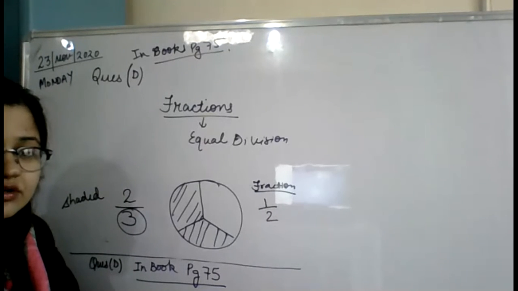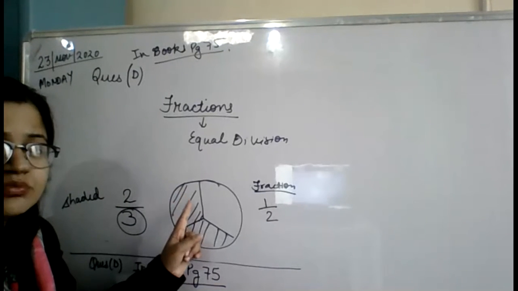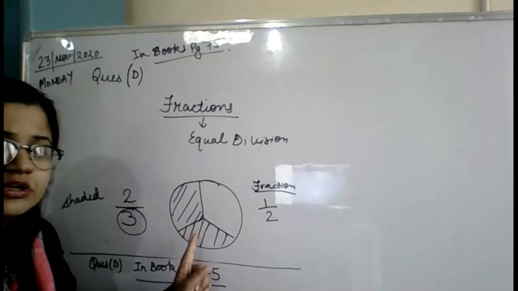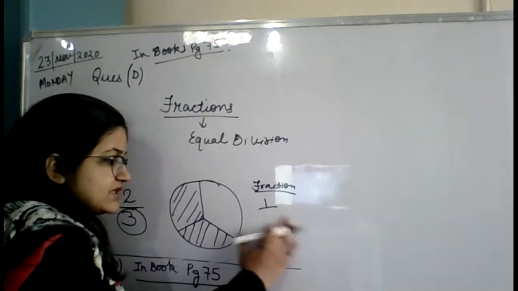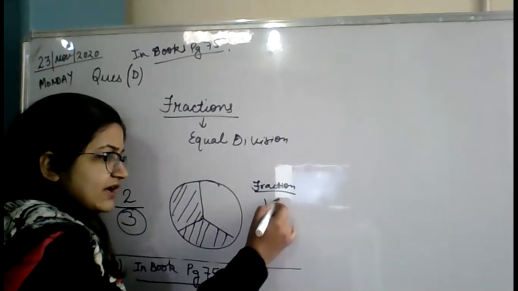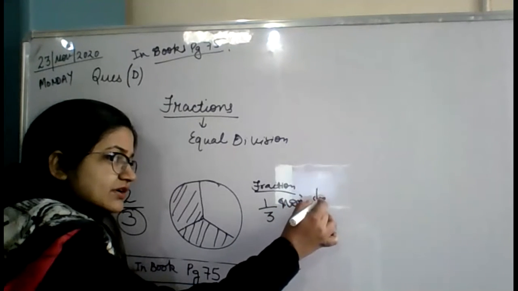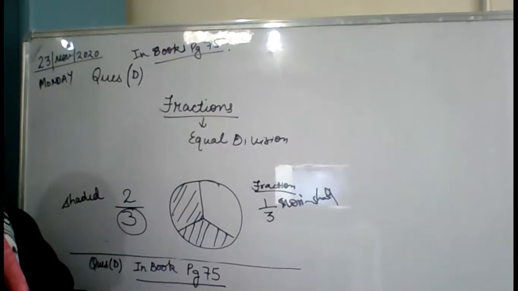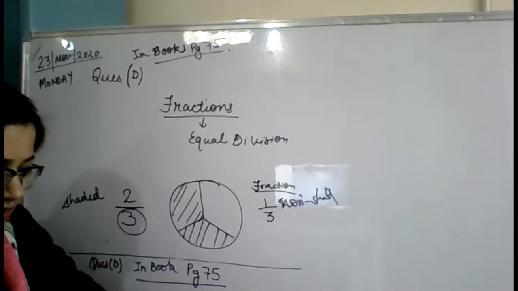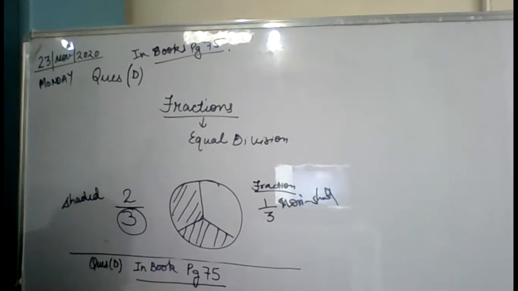No, Anushka. Out of the total parts, 1, 2, 3, how many total parts are there? Ma'am, 3 parts are there. Out of 3, 1 is not shaded. Not shaded, I'm asking about non-shaded. Okay, ma'am. Now open your books, page number 75.